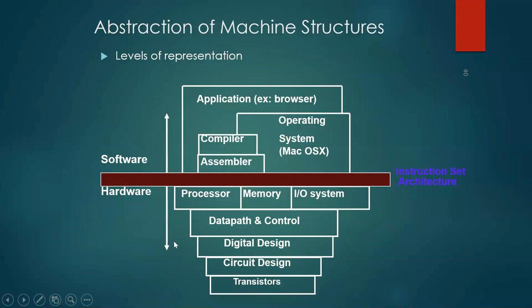Next, the hardware side. On the hardware side we have all the processors, the memory, input output systems, data path designs, transistors, resistors, registers. All this comes on the hardware side. So what is the use of the instruction set architecture? This instruction set architecture acts as a bridge between the software and the hardware.